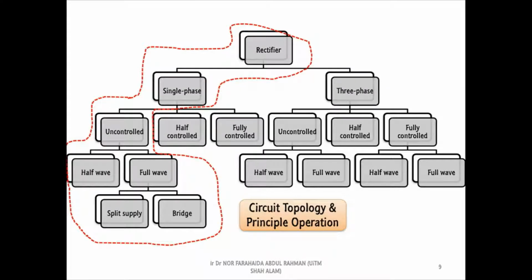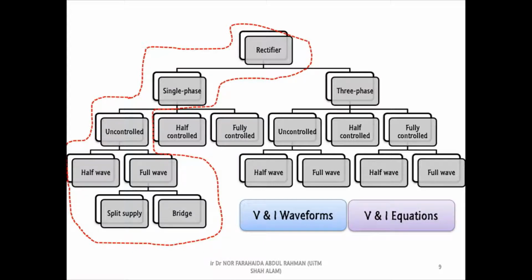In the last video, I have explained the circuit topology and the principal operation of single-phase uncontrolled rectifiers. As the continuity of those topics, I will teach you how to sketch voltage and current waveforms of the rectifiers. These waveforms are essential to verify the performance or the operation of the rectifiers in converting AC power to DC power. You can sketch this waveform using voltage and current equations obtained from the equivalent circuits of the rectifiers.